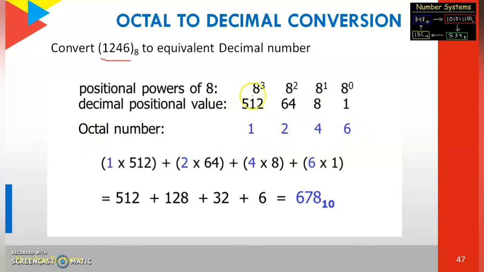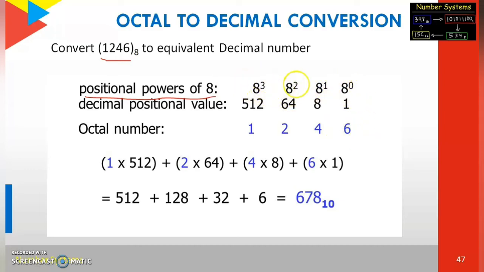And then you write the positional powers of 8. We start from the right side to the left side. The positional power of the first digit is 8 power 0, and then 8 power 1, 8 power 2, 8 power 3.